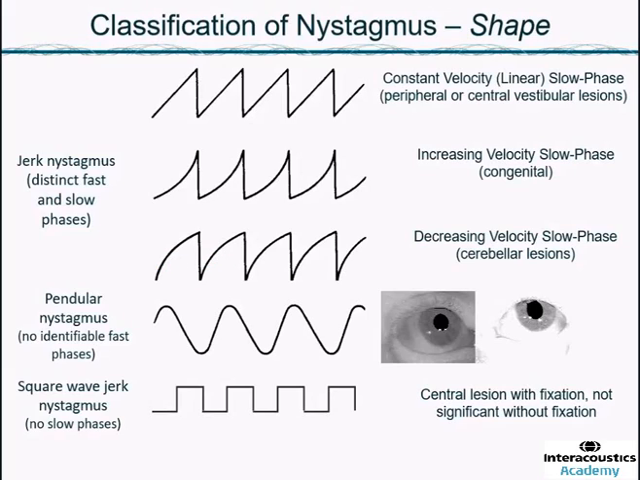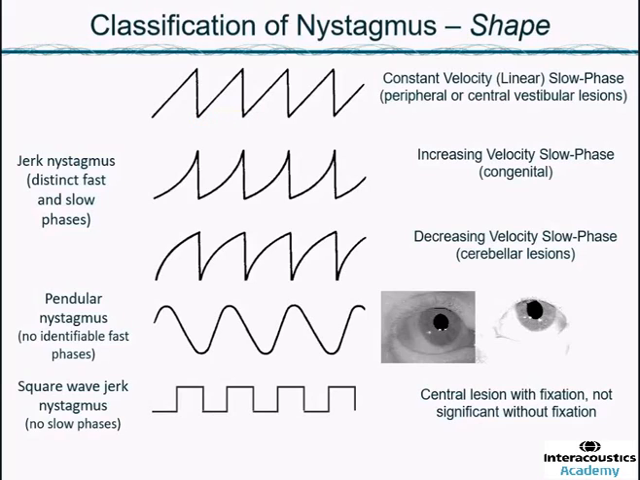All three of these types of nystagmus are categorized as jerk nystagmus because there's a distinct fast phase and slow phase. So you can see this slow phase here is the arm of this nystagmus that's taking a long time, and then there's a reset in the opposite direction, which is the fast phase of the nystagmus. So any jerk-type nystagmus always has a slow phase and a fast phase.